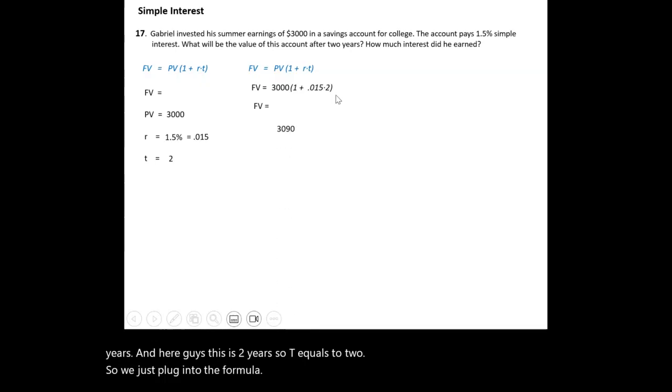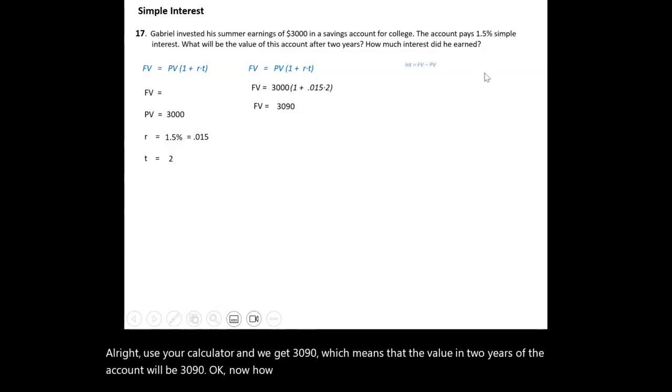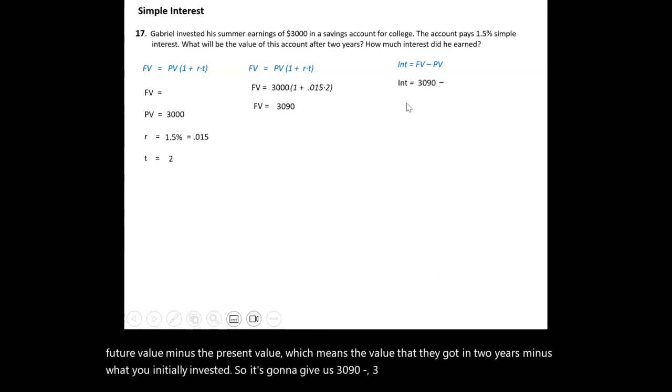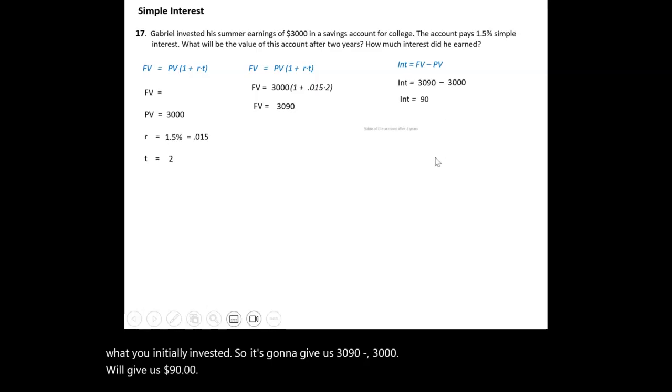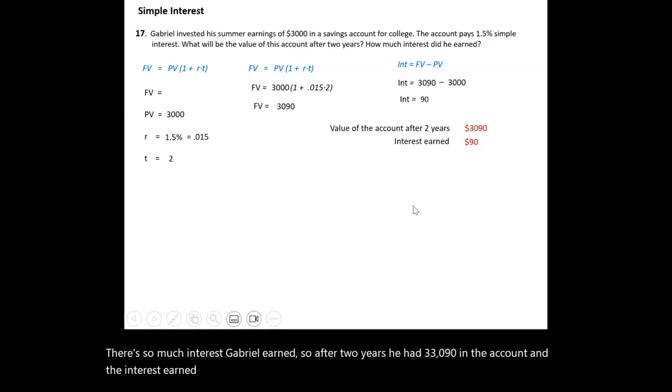right? Use your calculator, and we get 3,090, which means that the value in 2 years of the account will be 3,090. Now how much interest did he earn? The interest is equal to the future value minus the present value, which means the value they got in 2 years minus what you initially invested. So 3,090 minus 3,000 will give us $90. That's how much interest Gabriel earned. So after 2 years, he had 3,090 in the account, and the interest earned was $90.